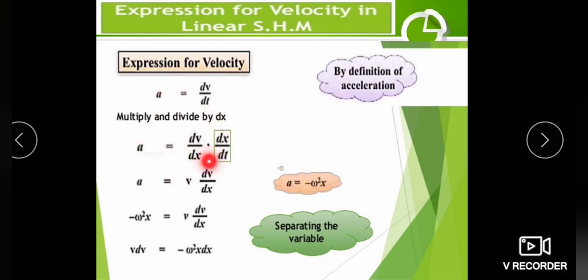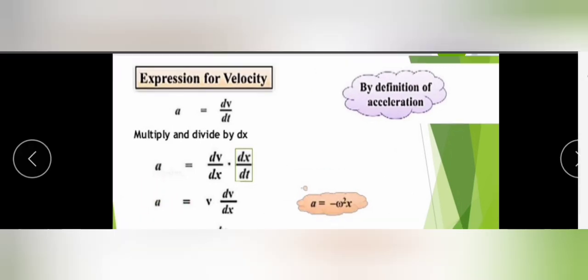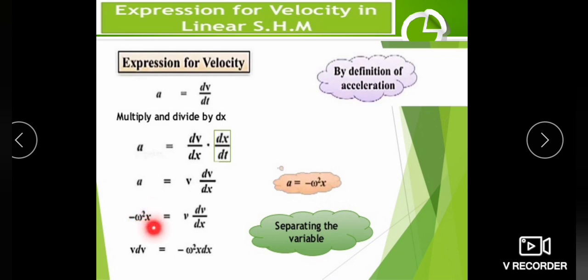Acceleration is equal to dv upon dx into dx upon dt. To separate the variables, we will write dx upon dt as v. So a is equal to v dv upon dx. Separate the variables: v dv on one side and a dx on the other side. Substitute a is equal to minus omega square x from the last derivation, and hence v dv is equal to minus omega square x dx. Now the variables are separated. Now integrate.